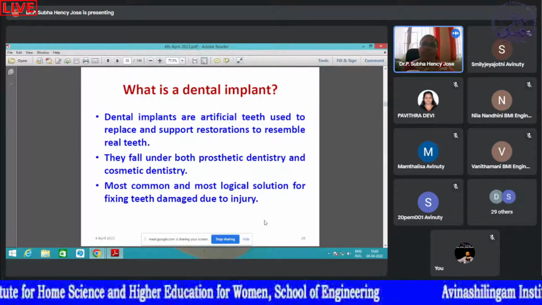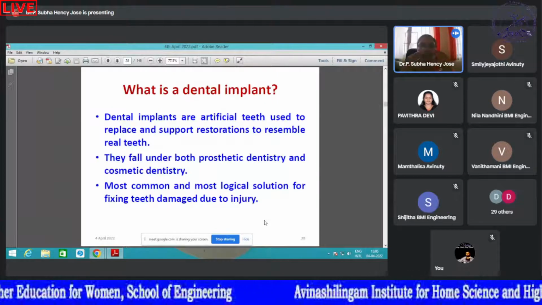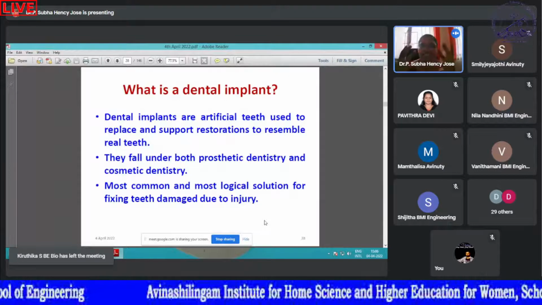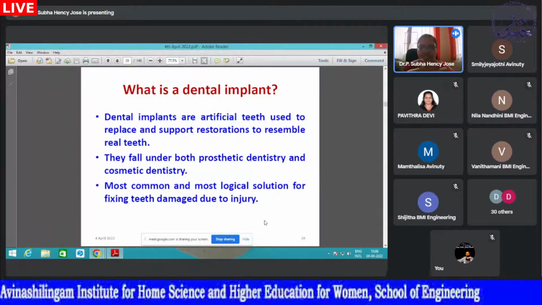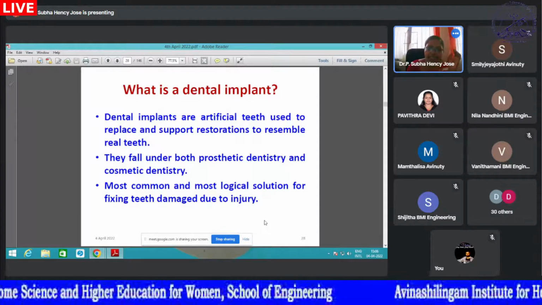If certain people undergo accidents and lose any bones or teeth, they have to be replaced, because the face is the one area where we see people, right? So that has to be adjusted. For that, we make use of dental implants.